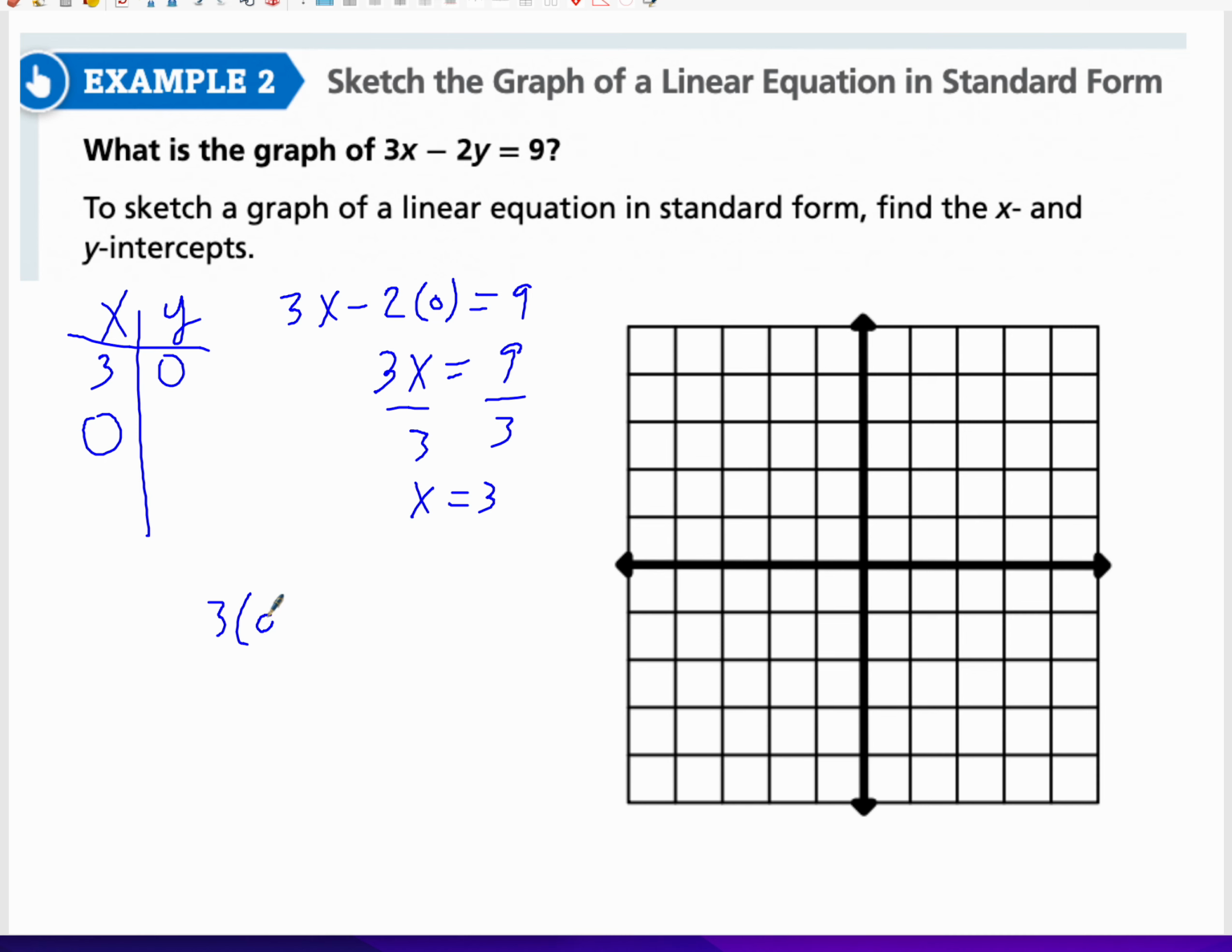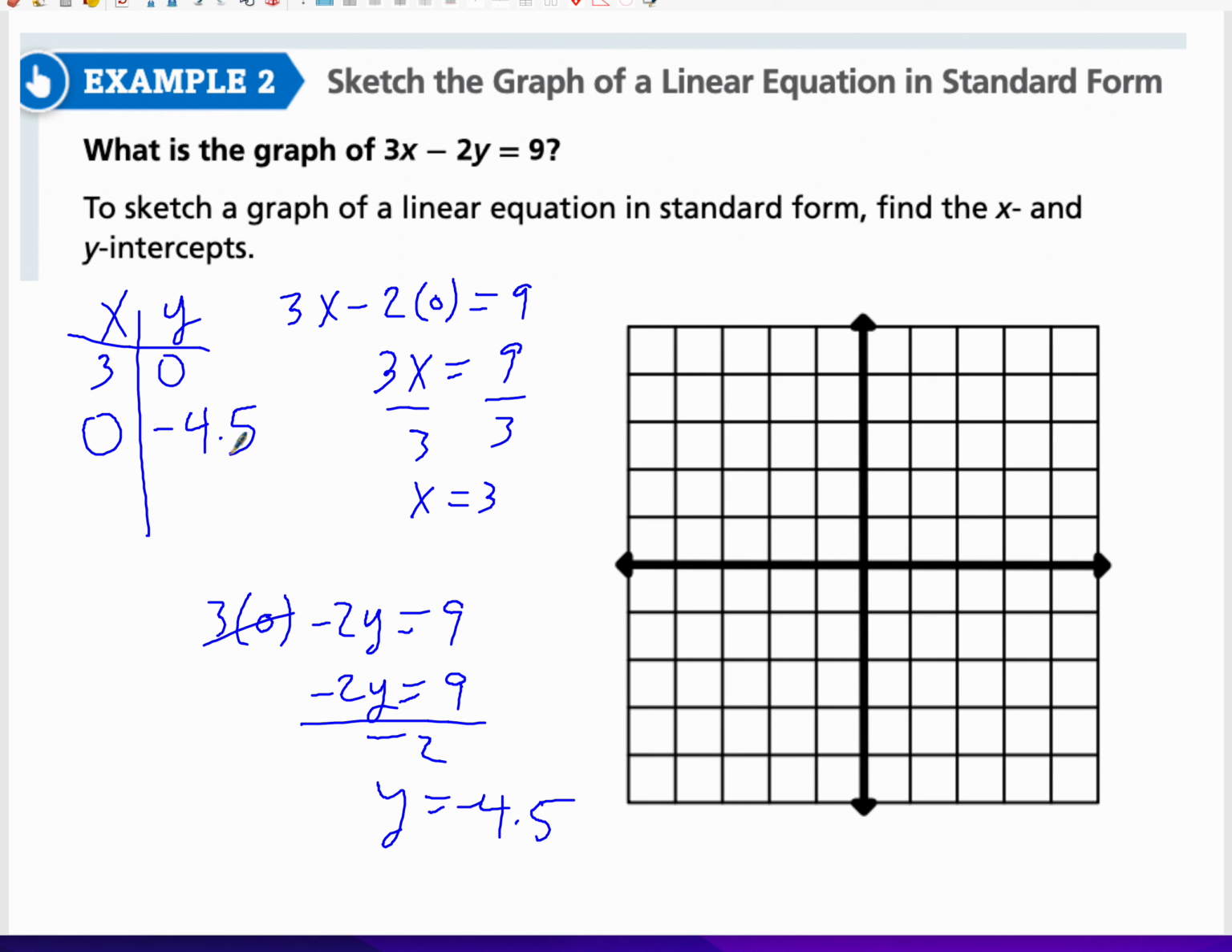Now I'm gonna reverse it, and I'm gonna put a 0 in for the x. So 3 times 0 minus 2y equals 9. So that goes away. Negative 2y equals 9, divided by negative 2, so y equals negative 4.5.